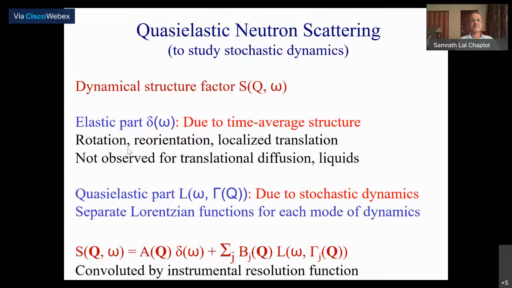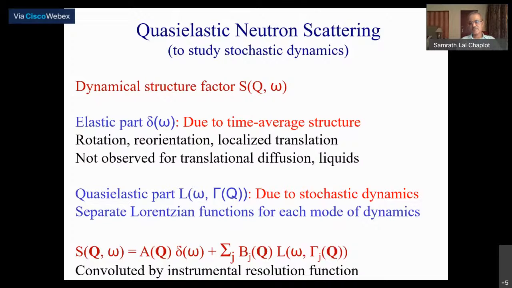is a translational diffusion where there is no time average structure involved, because the atom could be diffusing anywhere in space. But if it's a localized translational motion, diffusion within a cavity or diffusion within a finite space, or if it's a rotational diffusion or reorientation of molecules, then there is a time average structure which gives you the elastic contribution to the dynamical structure factor. And of course, there is always a convolution by the instrumental resolution function.